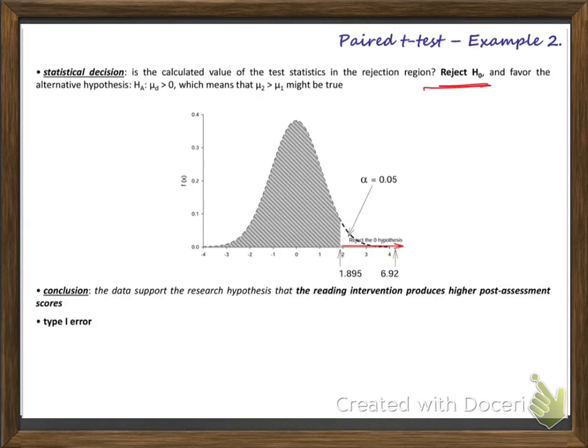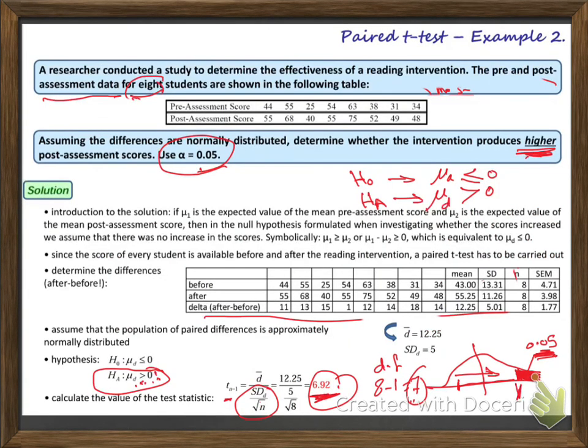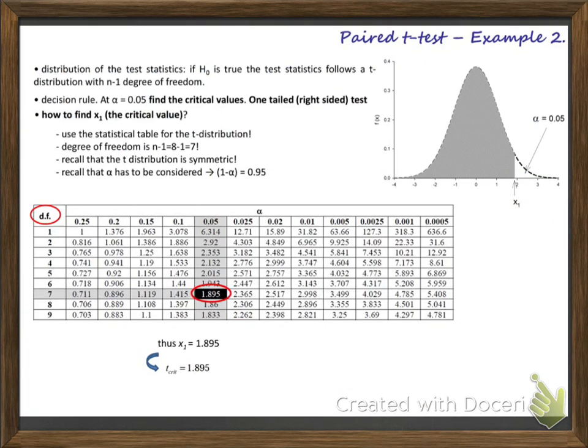So here, reject H naught. What was H naught saying? H naught was saying that it is less than or equal to 0. So here it produced higher. Since this one is rejected, produced higher is the correct one. So it supports the researcher, because the alternative now is valid. If the null is rejected, the alternative is right. So it supports what the researcher said.